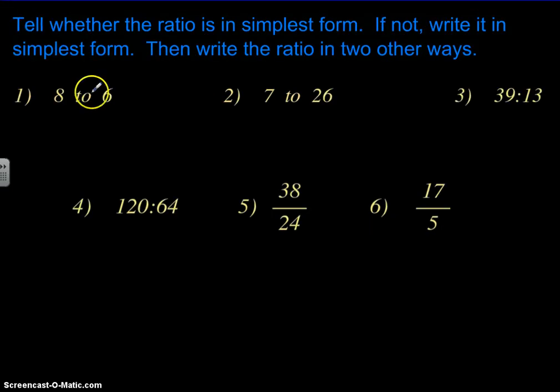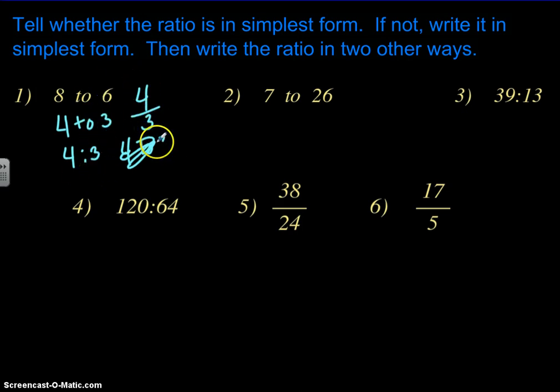Let's go back one here. Okay, tell whether the ratio is in simplest form. If not, write it in simplest form, then write the ratio in two other ways. Well, this one is not, because 8 and 6 have a GCF of 2. So I can divide by 2, and I can rewrite that as 4 to 3. I can write it in two other ways, 4 colon 3 and 4 over 3. So I showed it reduced, then I wrote it in two other ways.